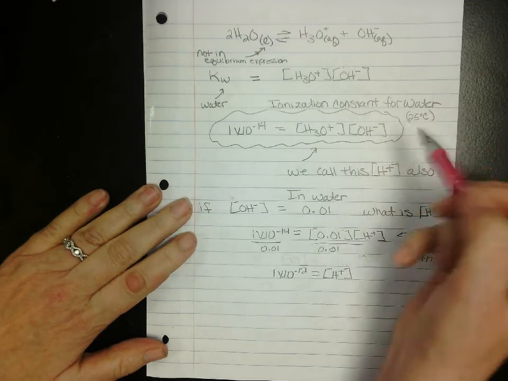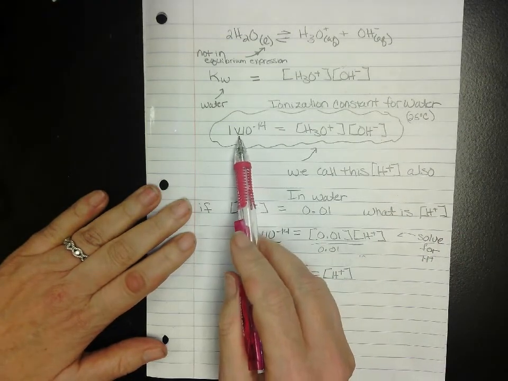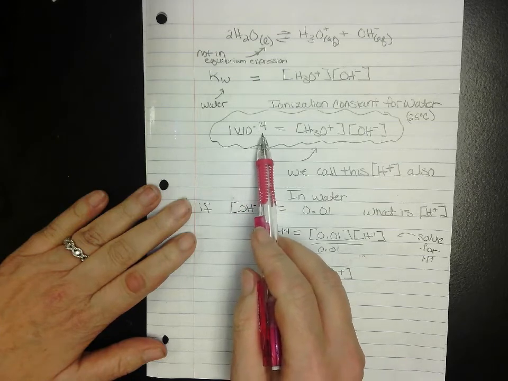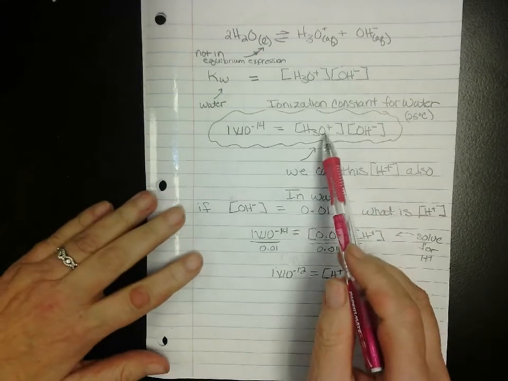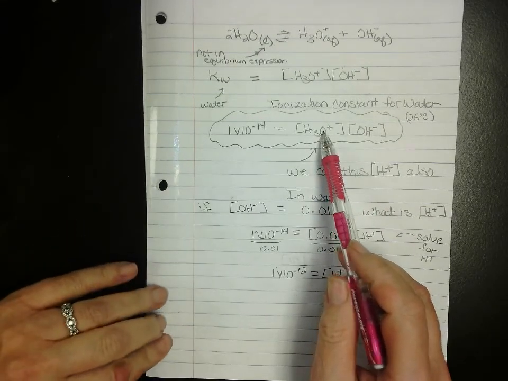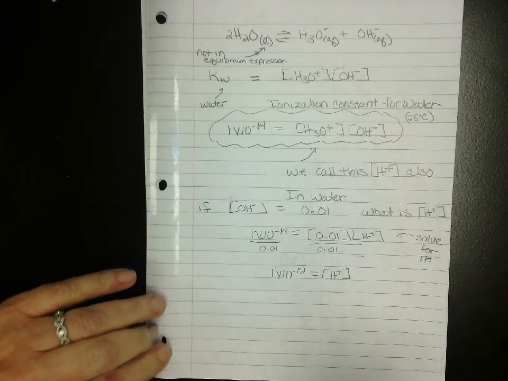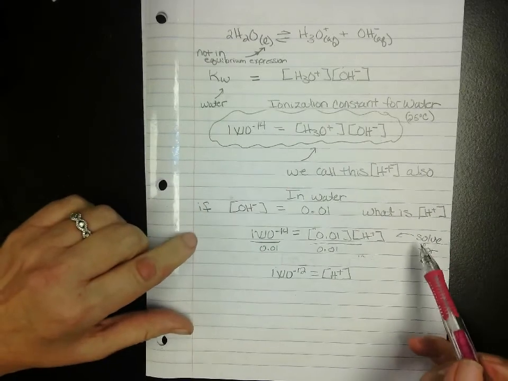And so if I change the temperature, it changes, but you don't need to know that at this level. And so it always equals 1 times 10 to the negative 14th. So if I know, in an aqueous solution of water, my hydrogen ions or my hydronium ions, I can calculate what the hydroxide ions are. Remember, we also call that H plus.